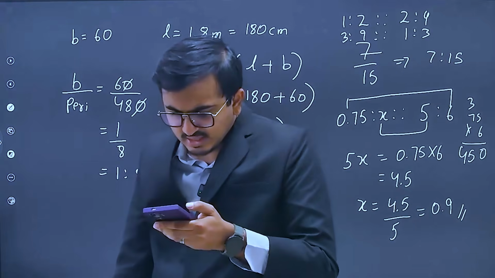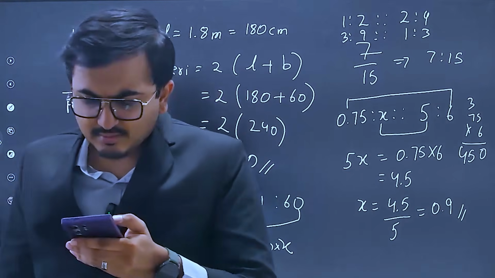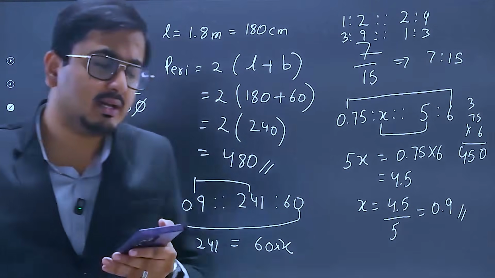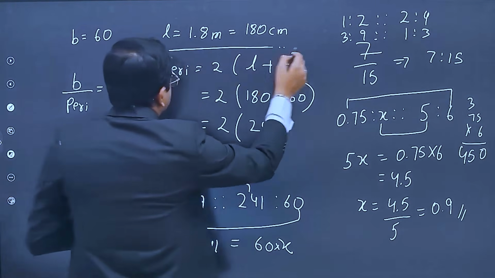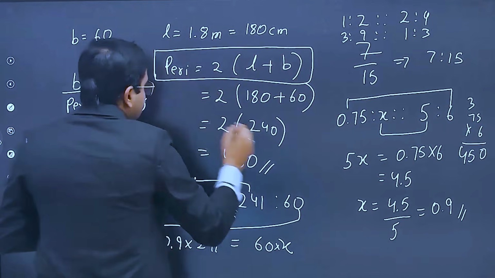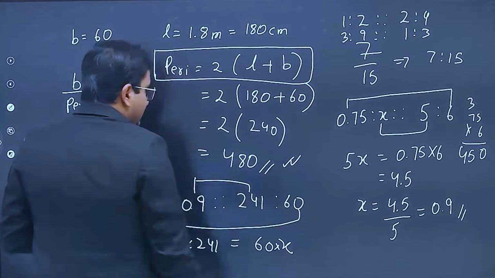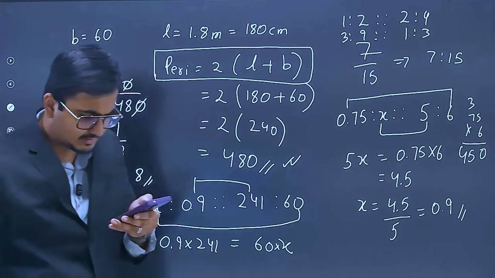Perimeter conversion, I didn't do that, Baba. For perimeter, I wrote the formula. This is the formula for the perimeter of a rectangle. Then I found the value of it.